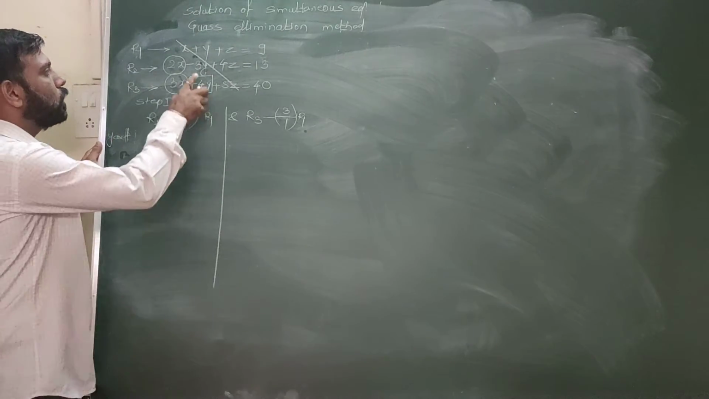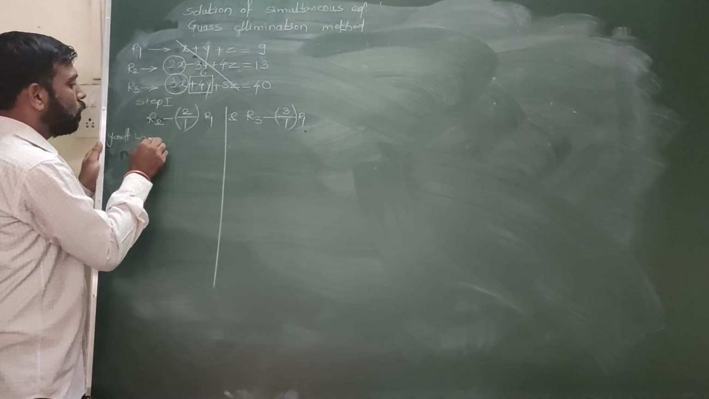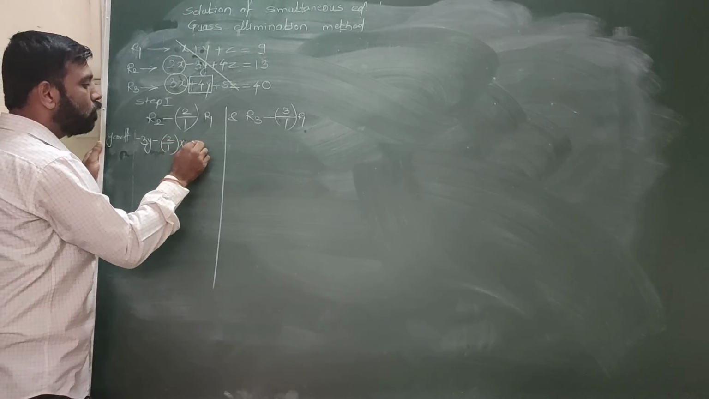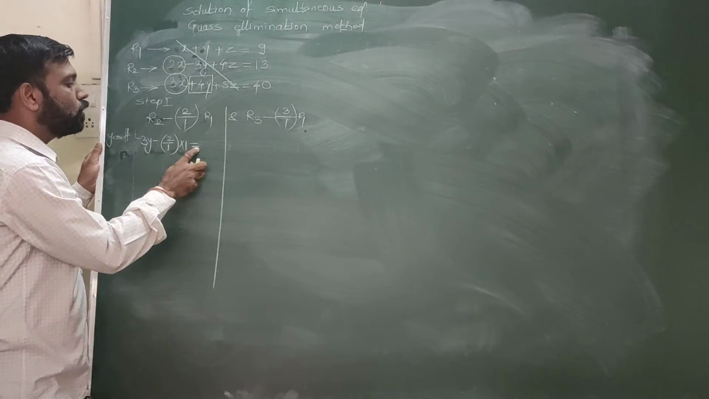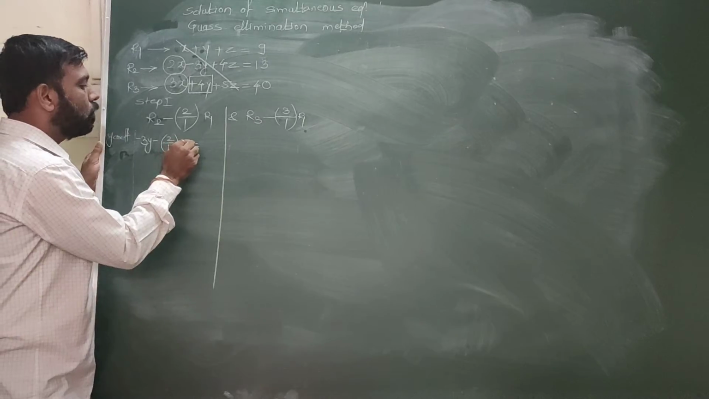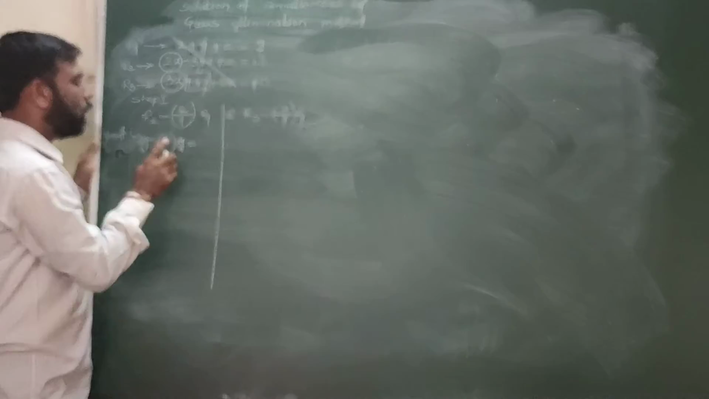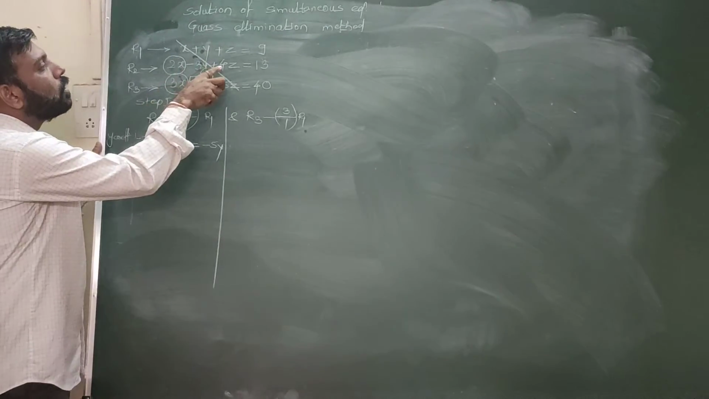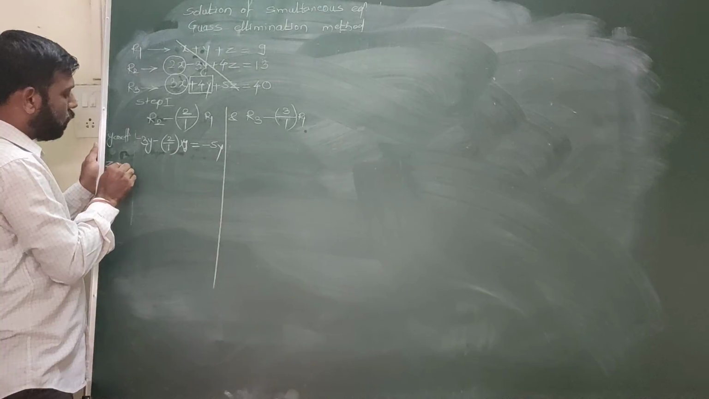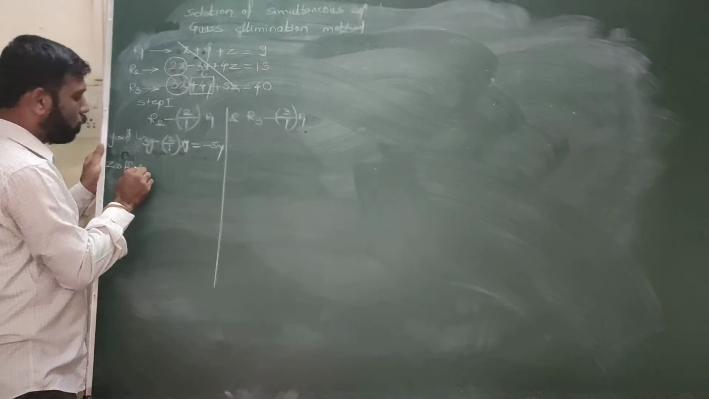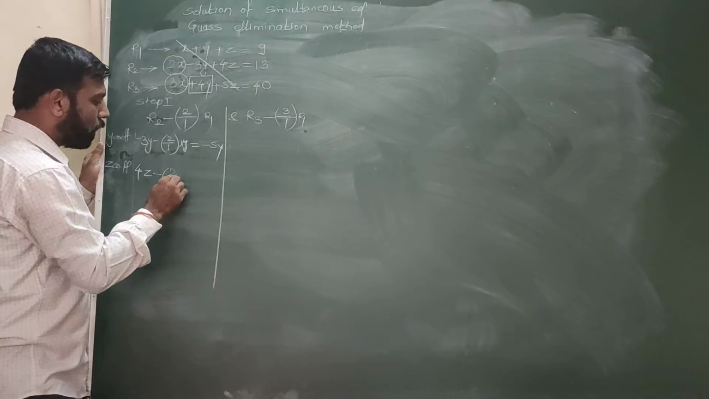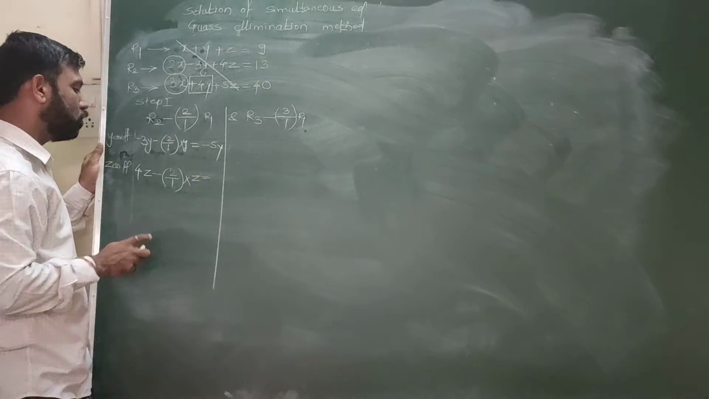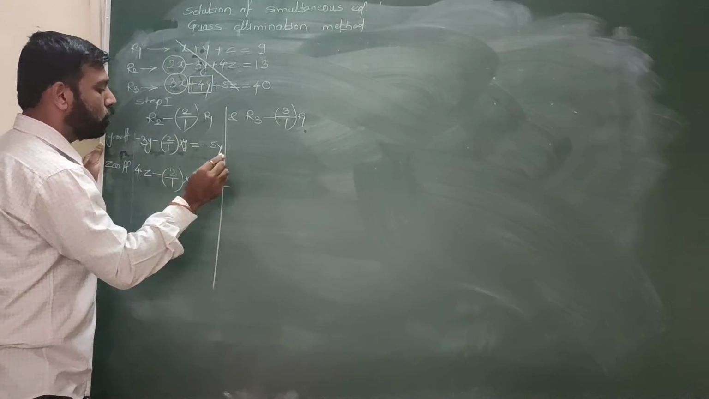The y coefficient calculation: minus 3y minus 2 by 1 times its R1 coefficient, which is 1, equals, by calculator, minus 5y. Next, the z coefficient: 4z, the multiplying factor remains the same, times its R1 coefficient, z, which equals 4z minus 2z, that is 2z.